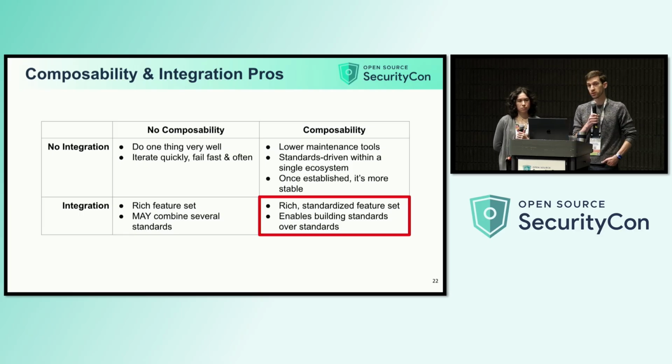So ultimately, the goal is to reach this bottom right box here, where we have both composability and integration. And this is where you have tooling within an ecosystem that is feature-rich, it's extensible, it's based on standards, and it's ultimately easy to use for users.